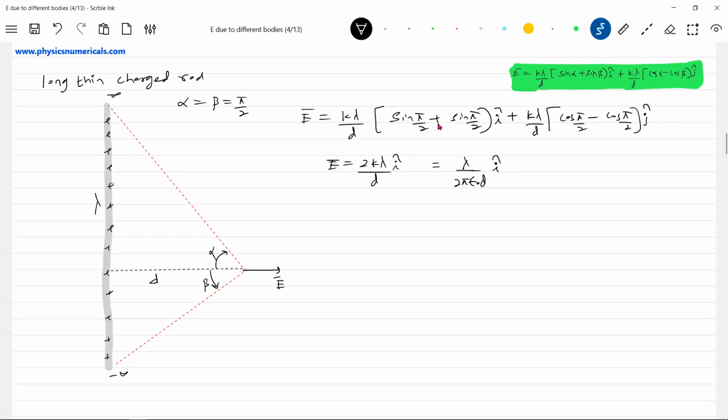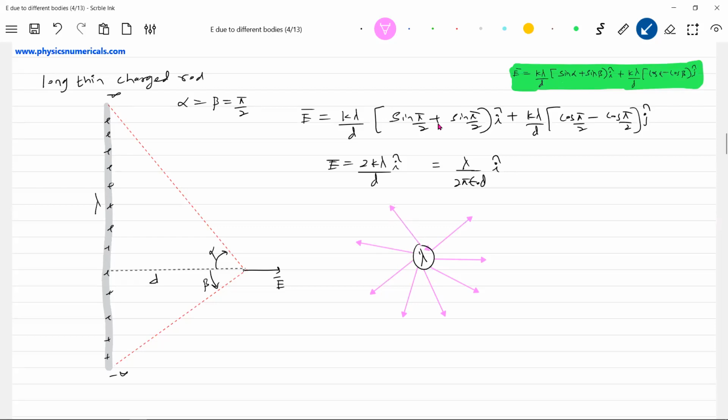What is the type of field? Will it be uniform or non-uniform? I think we should have a basic idea. You are viewing from the top. Suppose say this is a rod. Now if I draw how the direction of field will be, the field will be directed radially outward. It's not a point charge. The field will be radially outward.